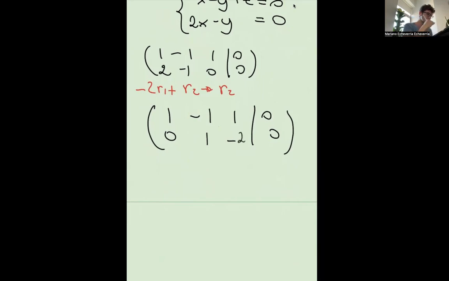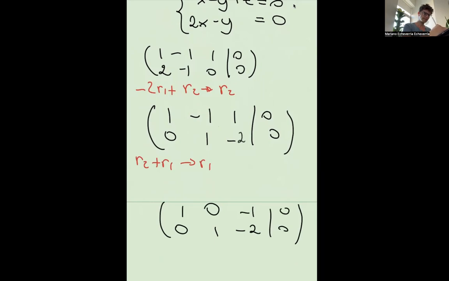So how do I put a 0 here? I can do row 2 plus row 1 into row 1. Is that making sense? Is it clear? I hope I didn't make any mistakes, but that's one way to reduce a matrix, right?